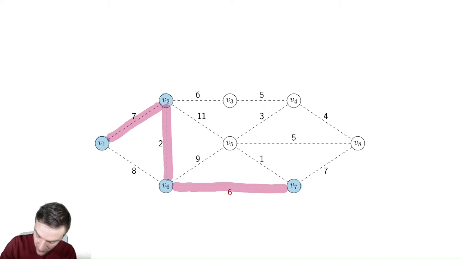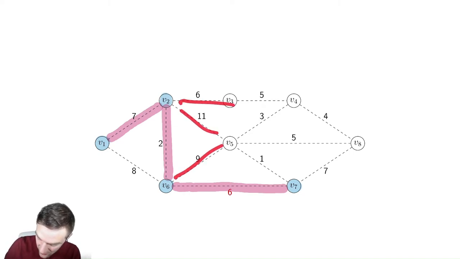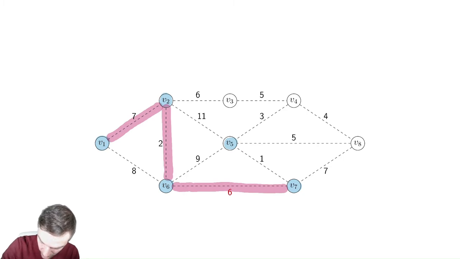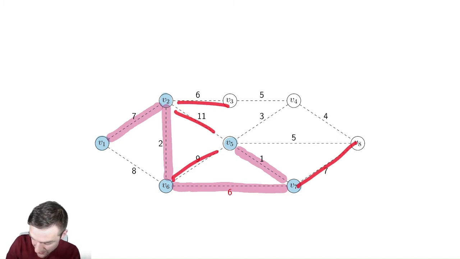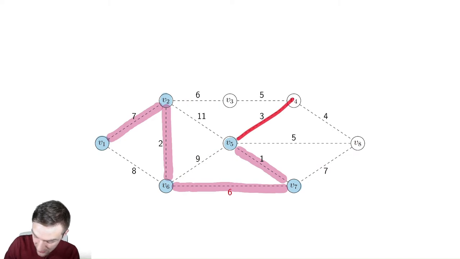Now let's look for the next minimum weight edge. We still have this edge with 6, this one with 11, this one with 9, but now we've added two new options of a 1 and a 7. So this edge with 1 looks like the choice, so we're going to go along there and add that. And now we have all the old edges still, 6, 11, 9, 7, but now we have an edge with 3 and an edge with 5. The smallest between those is the edge with 3. So we add V4 to the spanning tree.